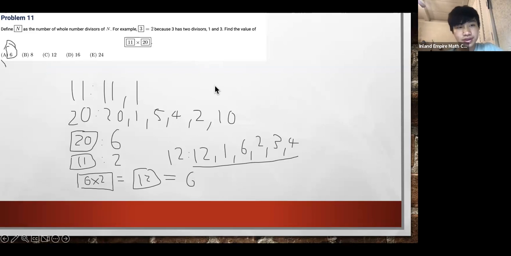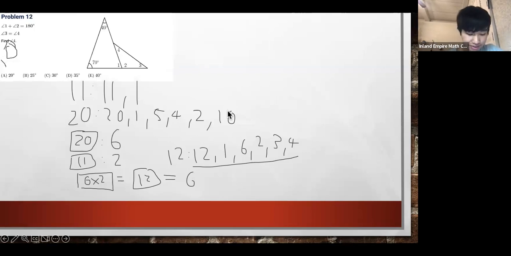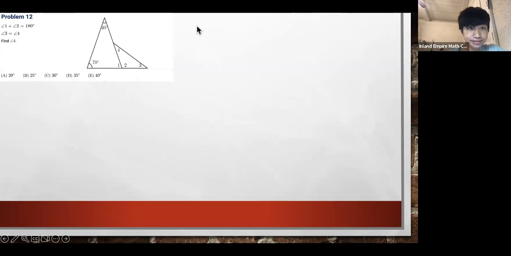Okay, so for problem 12, this is a geometry question. Dana says D for this question, and Justin also says D. There's plenty of people who say D in this question currently. And let's take a look. This question is pretty simple.